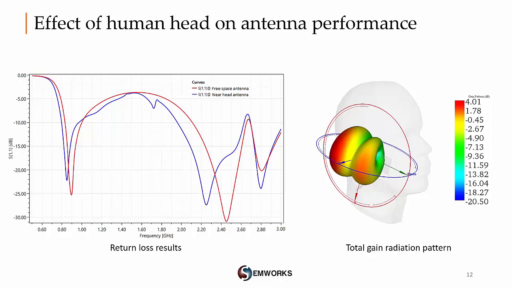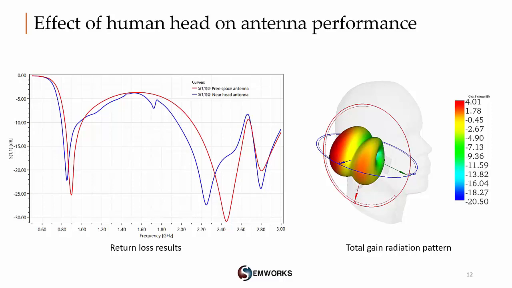Here, it can be seen that the return loss data presents a tight curve shifting in the resonant frequency compared to the free space performance defined by the red curve. Same thing for the radiation pattern and radiation efficiency. They are also affected by the presence of a human head. The right figure is showing the maximum obtained gain with the value of 4 dB for the high frequency of 2.45 GHz.